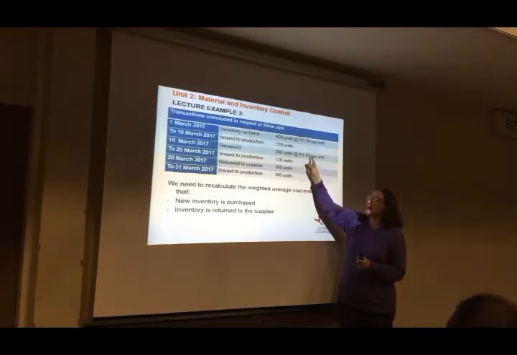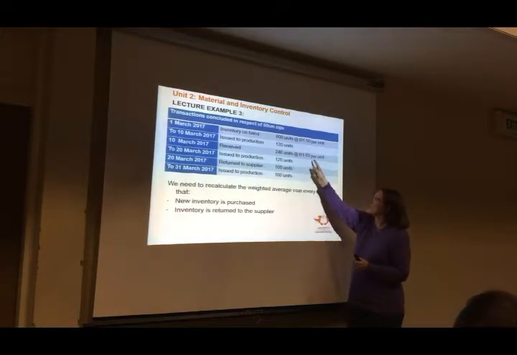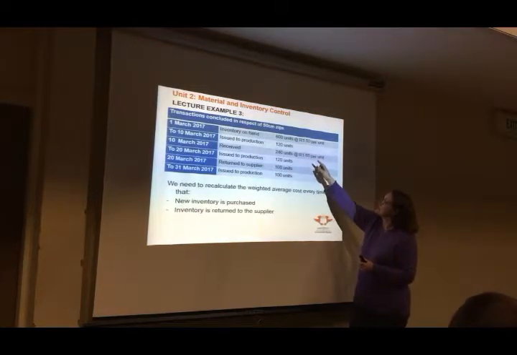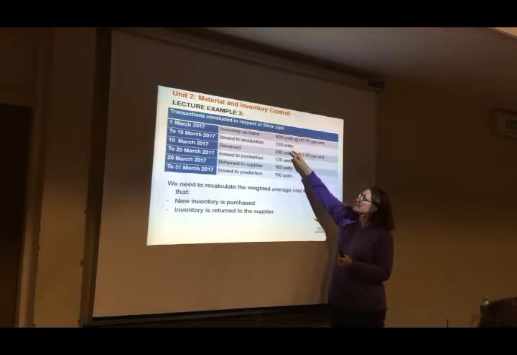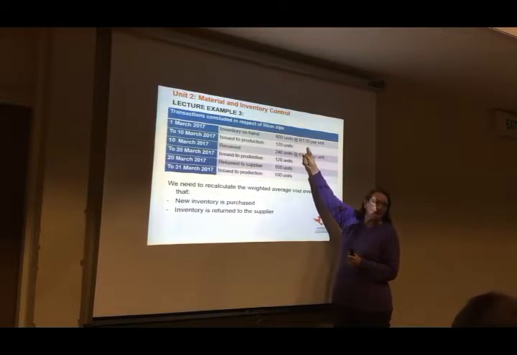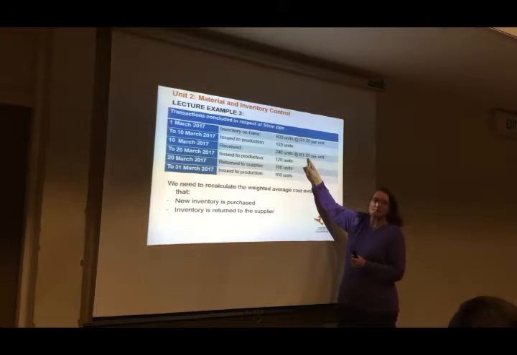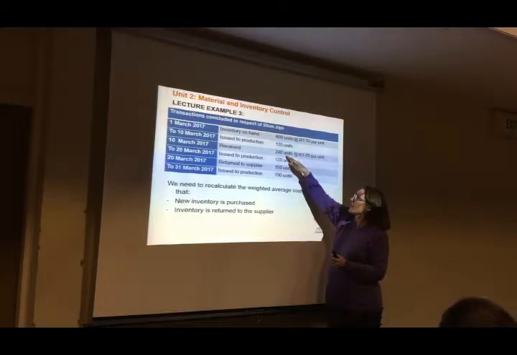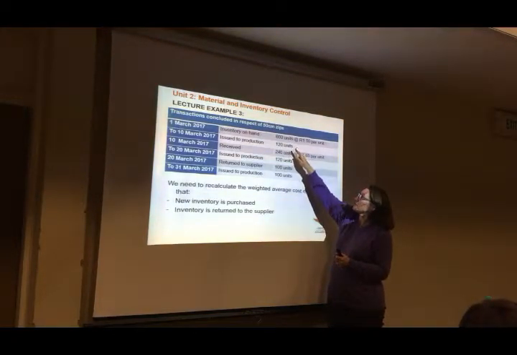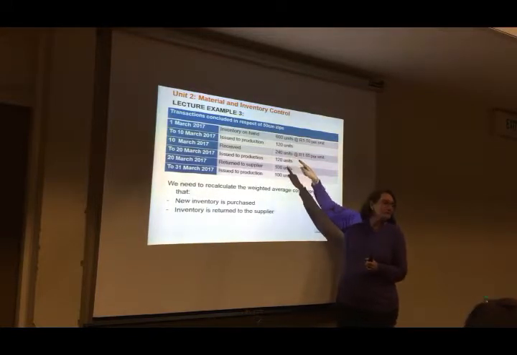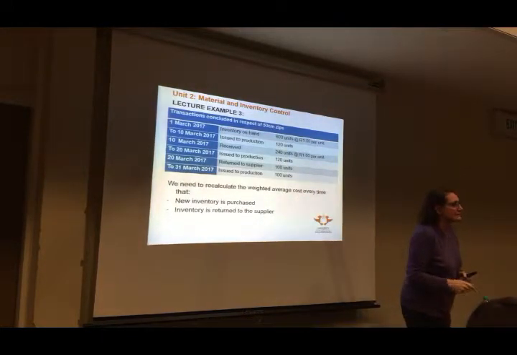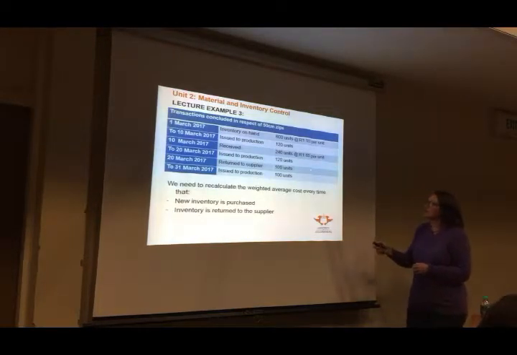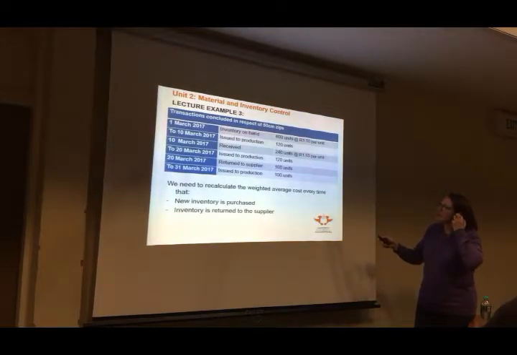On receipt, you must recalculate. How are you going to calculate your weighted average at this point here? You're going to say 480 at 1.50 plus 240 at 1.65. You're going to add those together and it's going to be divided by 720. Divided by 720. Okay. So at this point, you're going to recalculate your weighted average. And at this point where you return goods to the supplier, you're going to recalculate your weighted average.